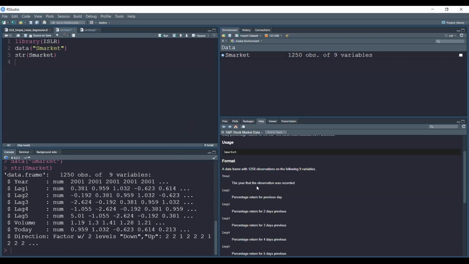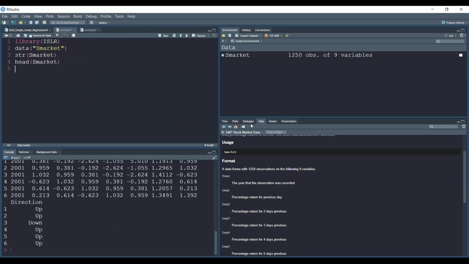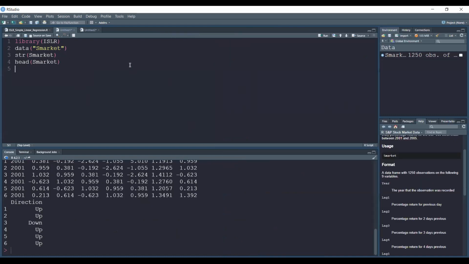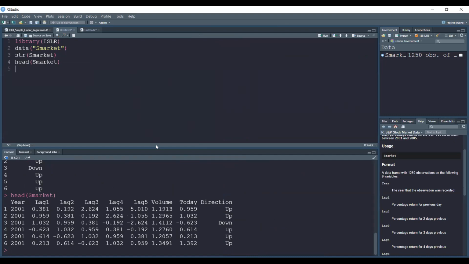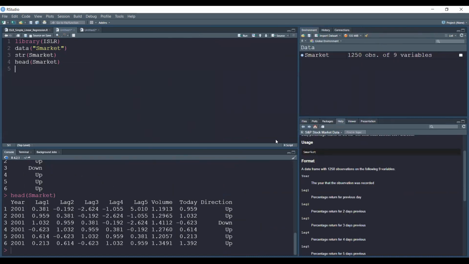Year. The year that the observation was recorded. So this is our data. We have 2001, 2001, 2001. What's this exactly?